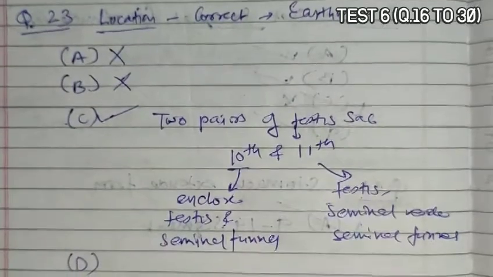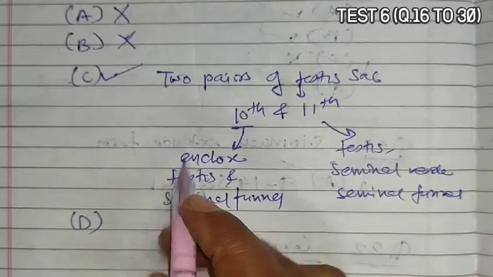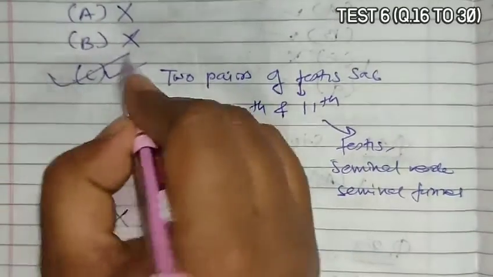Option D is given as 2 pairs of genital glands in 16 and 18. So it is wrong. So C is the correct answer.